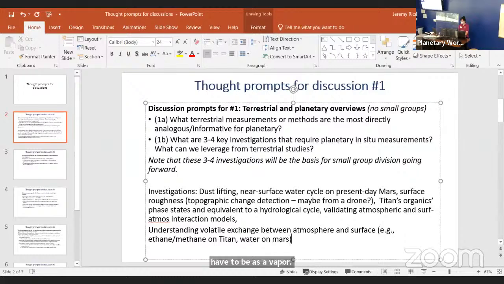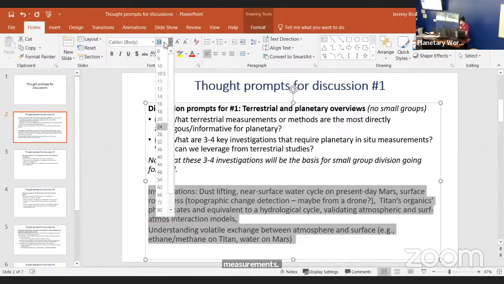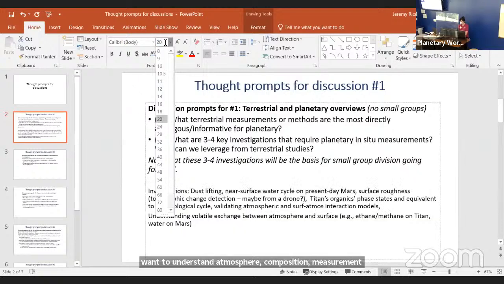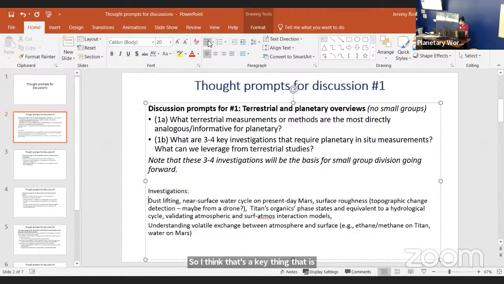And I think one of the nice things about framing it this way too is this brings in a lot of different measurements, because you want to understand wind measurements, but you also want to understand atmospheric composition measurements, surface composition, a whole bunch of stuff. So I think that's a key thing that is not just a planet specific question.